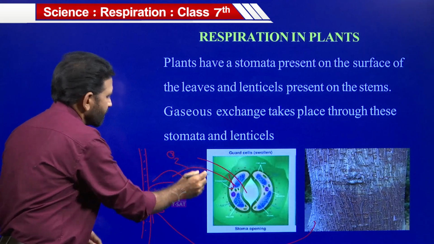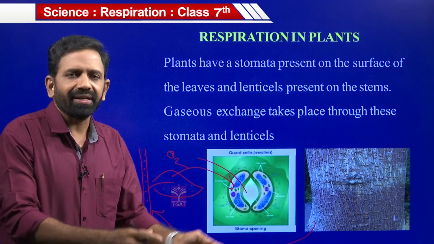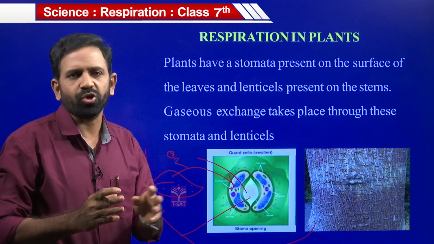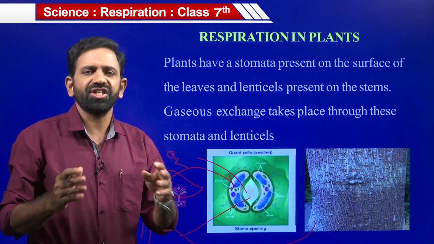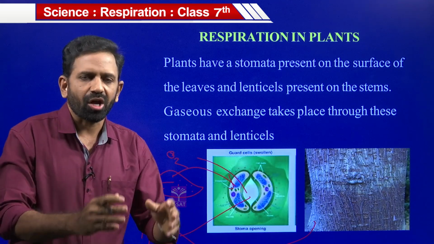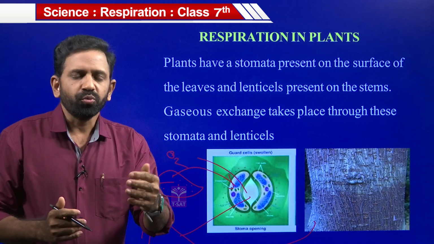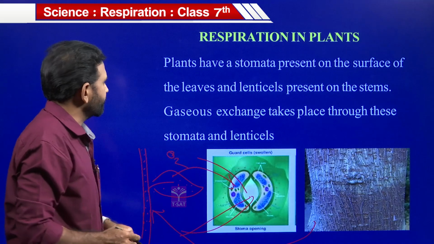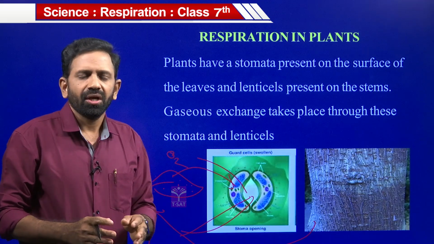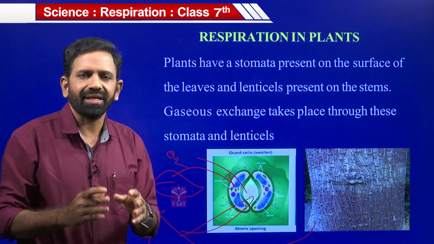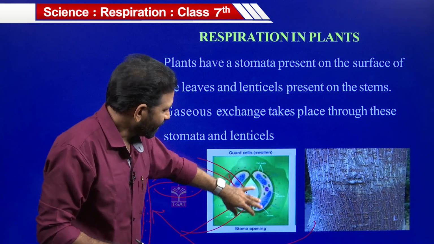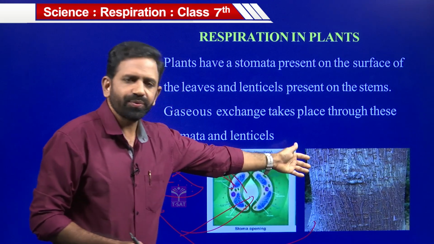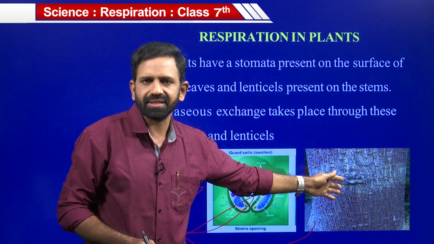The oxygen present in the atmosphere enters the leaf through the stomata during the respiration process. And also the carbon dioxide produced by the cells moves to the outside through these stomata in the respiration process. Okay, so students, finally we learnt about respiration in plants. That is, plants have small openings on the surface of the leaf, called stomata, and the openings on the stem are called lenticels.